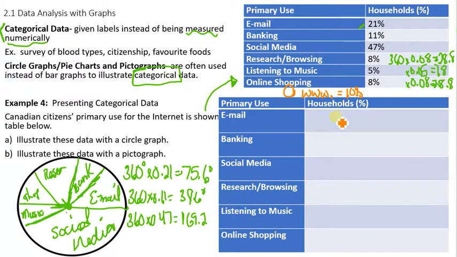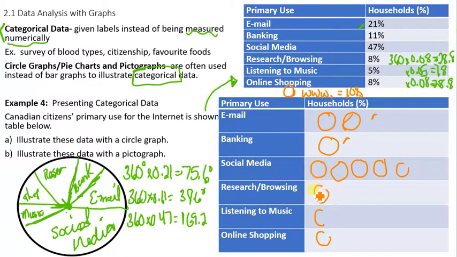So for email, it's 21%. So we're going to go 10%, 20%, and then a tenth of that circle is going to be drawn. Banking, 11%. So 10%, and then a tenth of that circle is going to be drawn for the 11. Social media is 47%. So 10%, 20%, 30%, 40%, and then 70% of this one's going to be drawn in. Research and browsing is 8, so this is just 8. And then 5, which is half, and then 8 again.